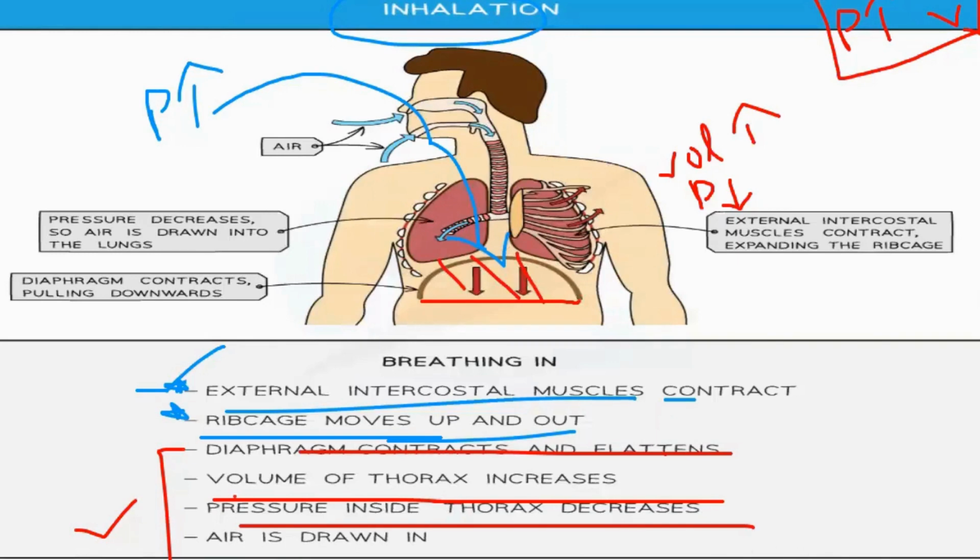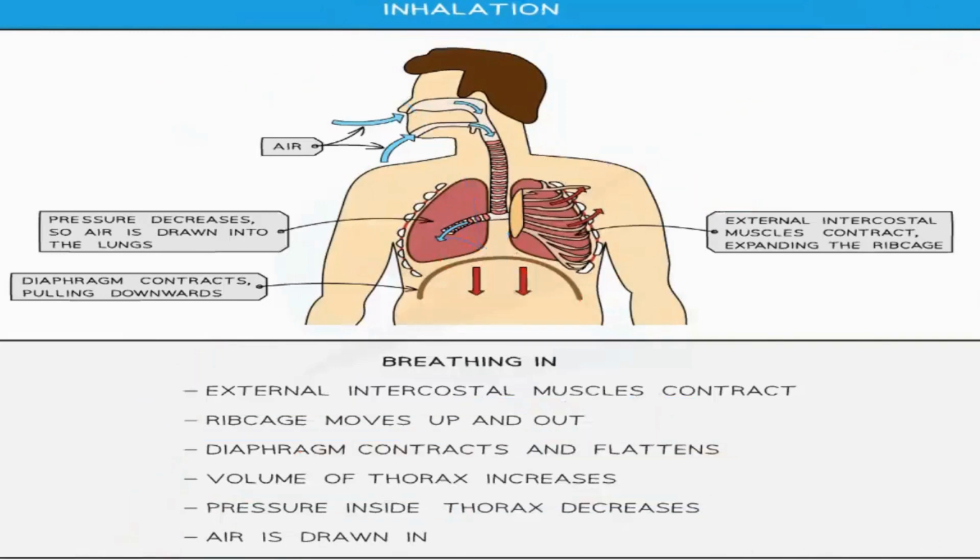Let us revise this as well. Okay, inhalation is also known as breathing in or inspiration. So, as the word suggests, air is coming inside. So, how would this happen? This is the diaphragm, a sheet of muscle. It has to contract and flatten. So when it contracts and flattens, it comes over here in this manner.